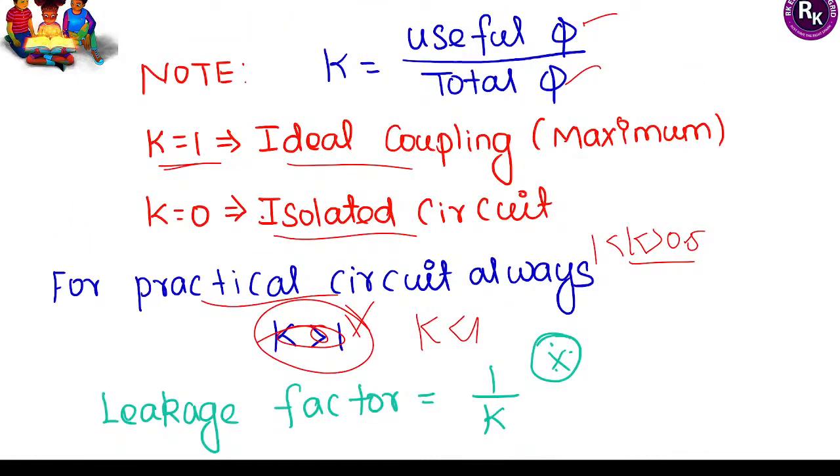Next, the most important thing: if somebody asks you to calculate the leakage factor, then you have to take the reciprocal. It means the leakage factor formula is total flux divided by useful flux, sorry.